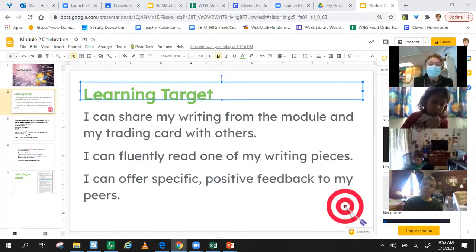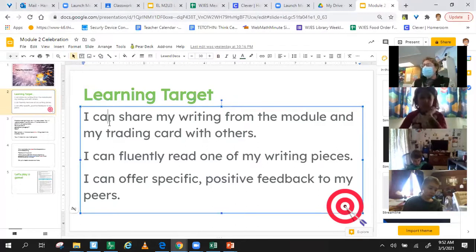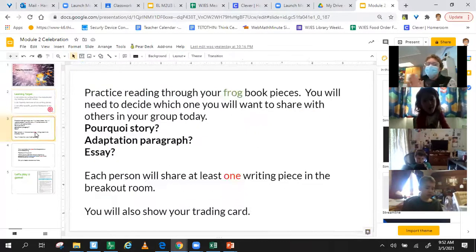All right, so those are your 3 learning targets today. You're going to share all of your work. You're going to fluently read one of your pieces, and you're going to offer specific feedback to the other people in your group. All right. So think about right now, which one of the slides, which should look familiar. It was from yesterday, right? Think about which exact thing you're going to share when it comes time. I want you to have a decision made already.